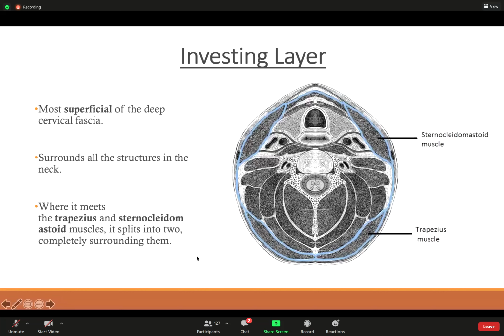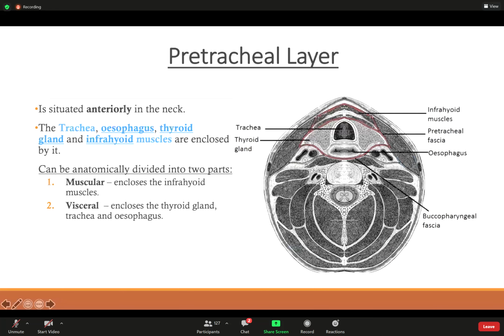So it surrounds them. How about the pretracheal layer? The pretracheal layer is located anteriorly, in the front, and surrounds very important structures. It surrounds the trachea, the esophagus, the thyroid gland, and the infrahyoid muscles. So all these structures, you can see the trachea here, and you can see the thyroid gland, and you can see the esophagus. All of these structures are surrounded by this layer.